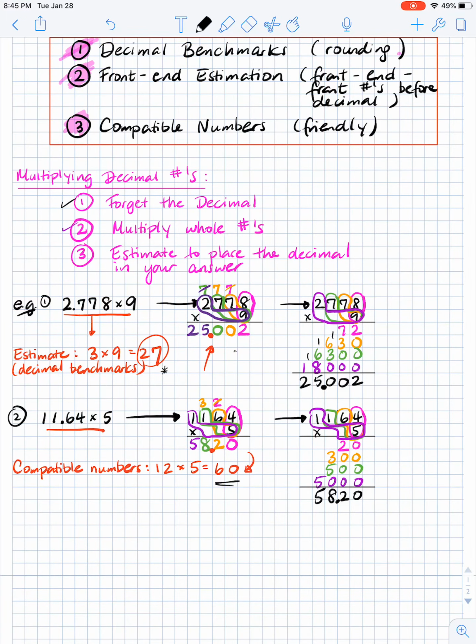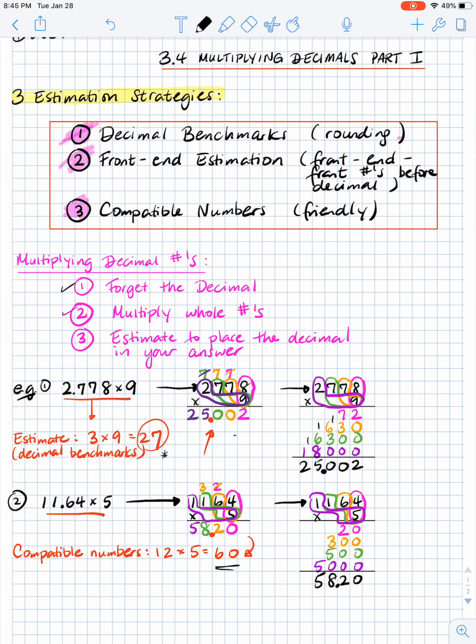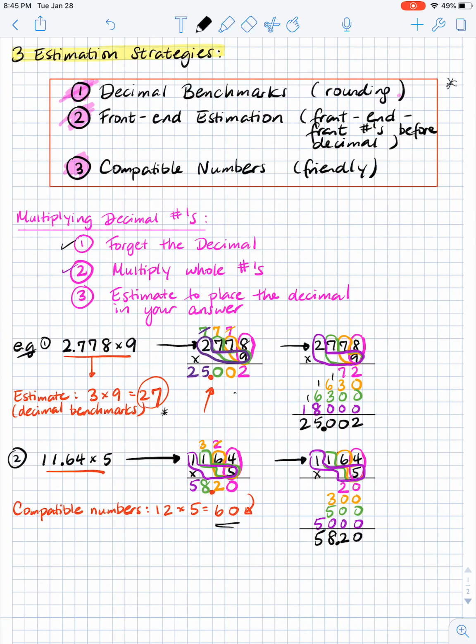So just to review a few steps here. We went back and we looked at the 3 estimation strategies we covered back in 3.3. So you need to be accessing one of these strategies or several or all 3 of these strategies if you want when you're multiplying decimal numbers. The process when multiplying decimal numbers is that you're forgetting the decimal. So you're multiplying it as usual, as if they were whole numbers. And then you're going to access one of the estimation strategies to help you place the decimal in your answer.